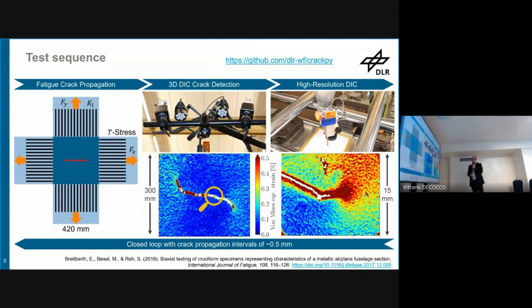And after this sequence, the whole procedure is continued again, in a closed loop. Then we do crack propagation again, and take images until the specimen is completely broken. In this example, we investigated the aluminum alloy 2024 T3, and first the crack kinked, because we incrementally increased the T-stress. So we wanted to know how the crack deflects.